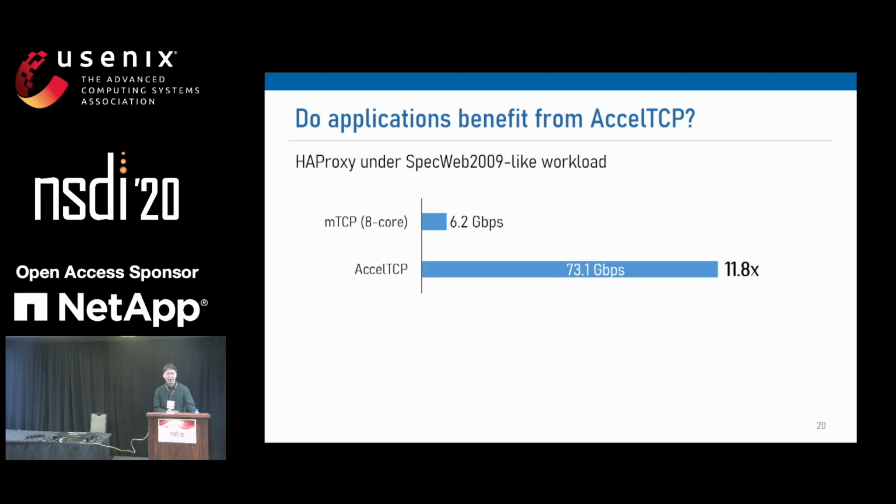We next evaluate HAProxy, which is a widely used layer 7 load balancer, on the realistic SPEC web workload. AccelTCP provides more than 11 times better performance than mTCP's 8-core performance. This implies that today's proxy applications were largely limited by DMA overhead as well as payload reassembly logic.